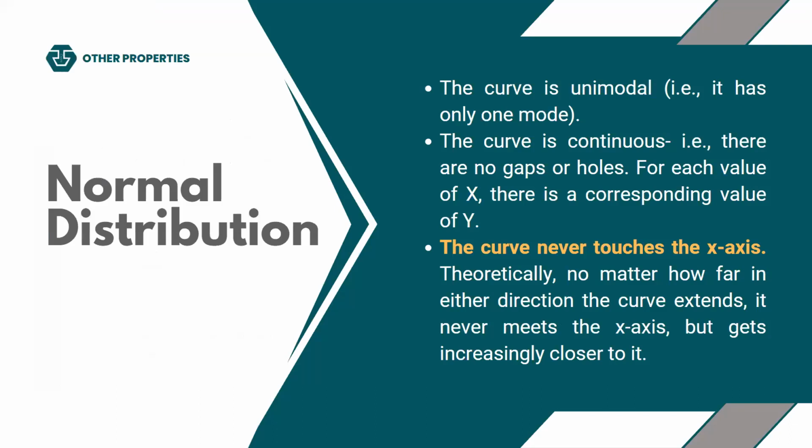Some other properties of the normal distribution: the curve is unimodal, that is it has only one mode. The curve is continuous, that is there are no gaps or holes. For each value of x, there is a corresponding value of y. The curve never touches the x-axis. Theoretically, no matter how far in either direction the curve extends, it never meets the x-axis, but gets increasingly closer to it.